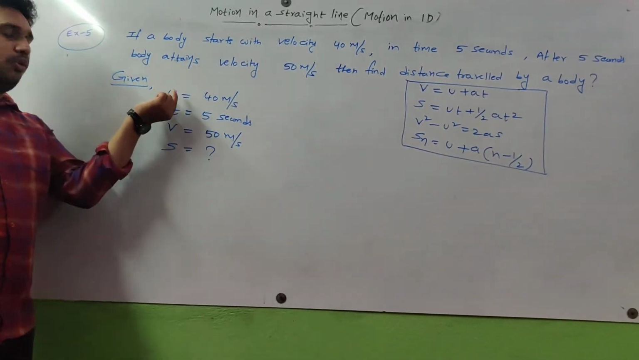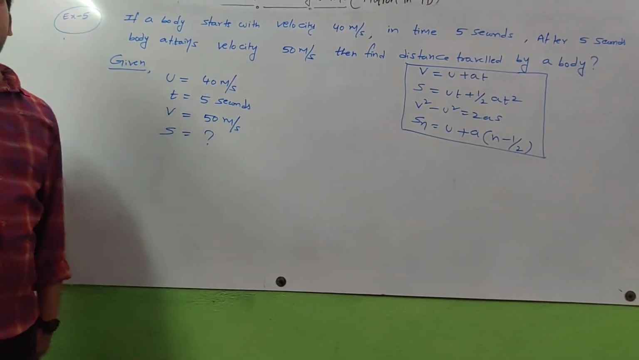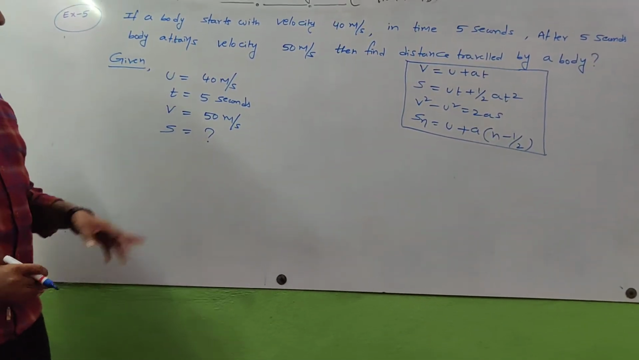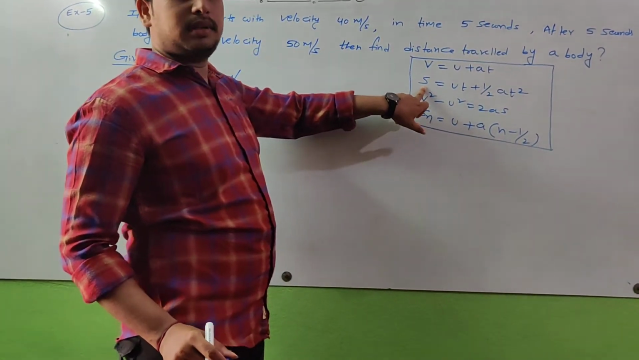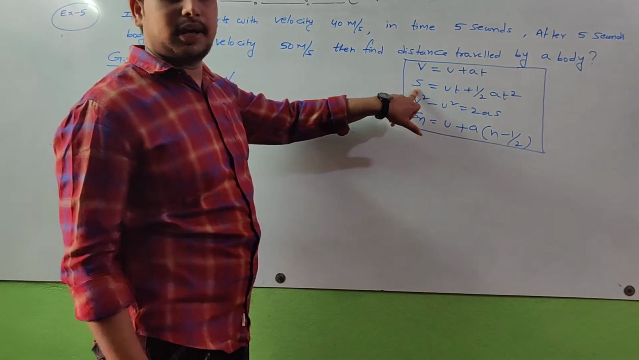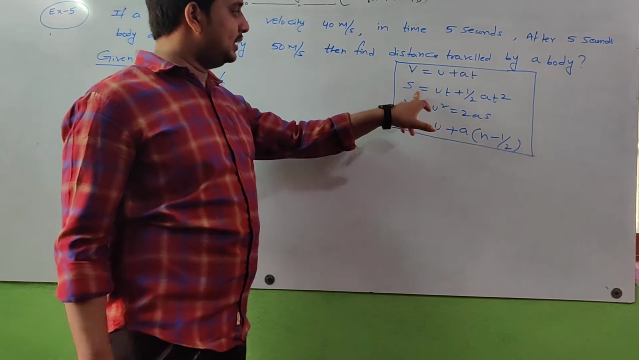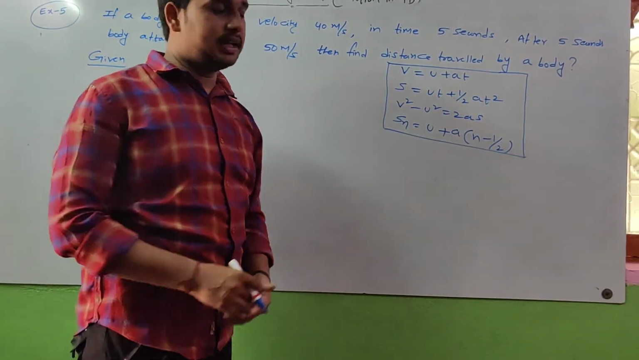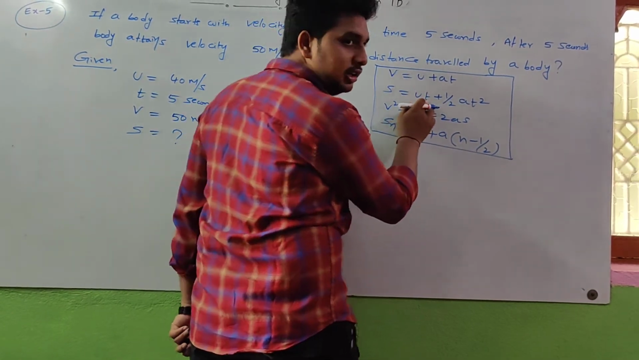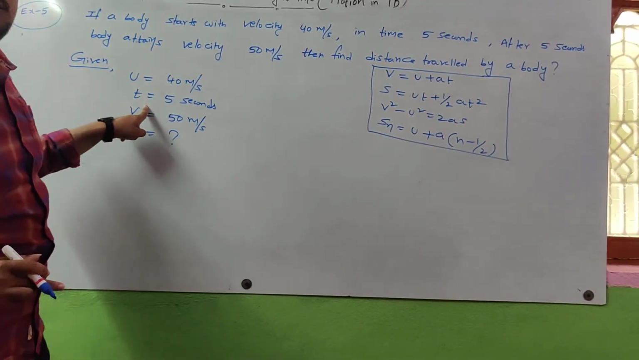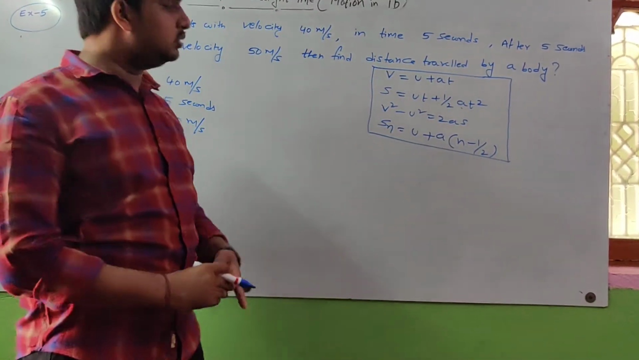So u is given, t is given, v is given. Then how to find s? Simple thing here. s is the distance formula. By applying this formula only we get the s value. So s is equal to ut plus half at square. That means for finding s we want the u value and t value. u value is already given, t value is already given. But we want the acceleration value also.